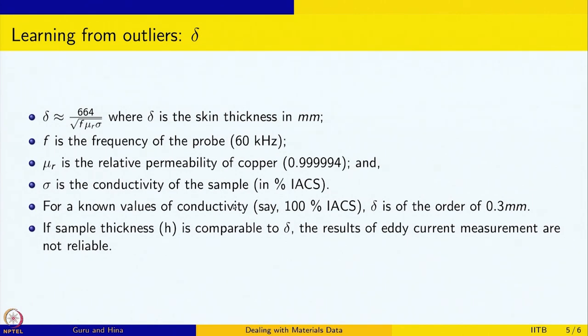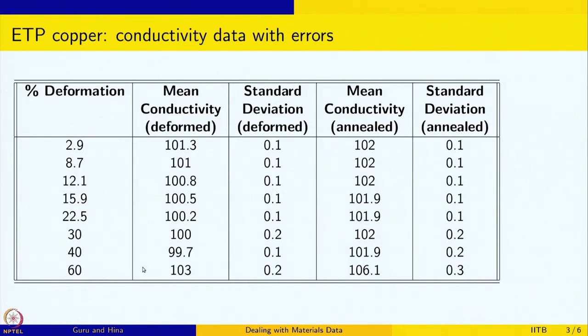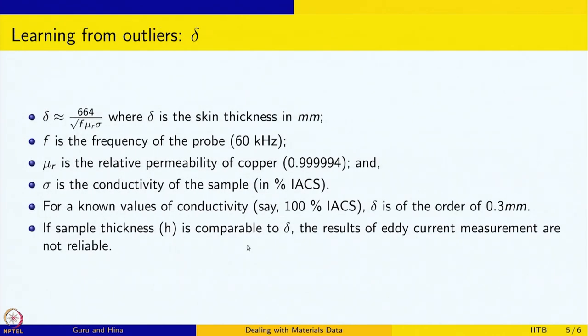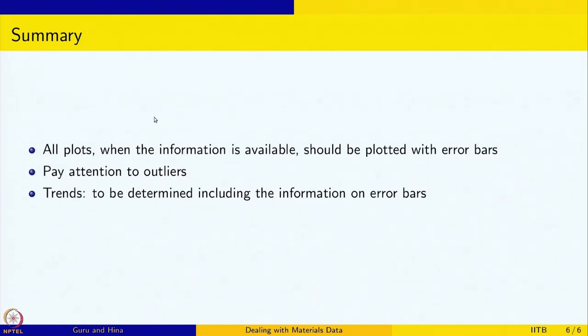So, it is very important to look at the outliers and try to make sense out of such results, because everything else being the same, if you make 20 measurements and you get a number like this, of course, you can also see the standard deviation is relatively high, but that is high for all 30, 40, 60, right? For example, even in the anneal sample, these give relatively higher standard deviations. But the numbers themselves do not make sense, and that is because of this reason. So it is very important to pay attention to outliers and learn from them, okay?